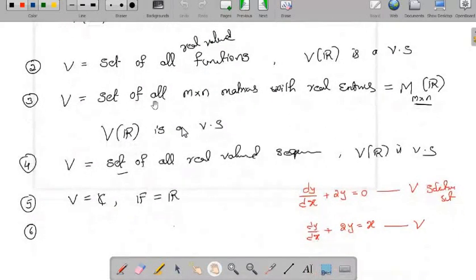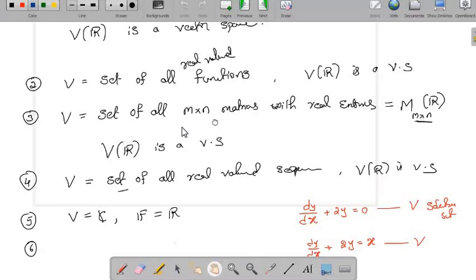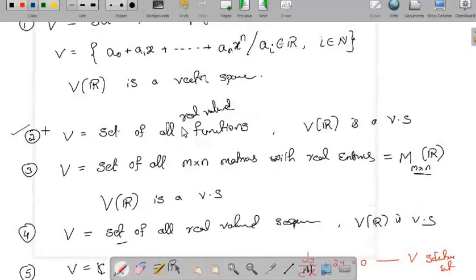Similarly, let me give you a subspace of the second one. What is it? A set of all real valued functions, right? So the set of all real valued functions over a field of real numbers is a vector space. Now I would like to take a subset of that real valued functions. Can you give me a subset of real valued functions here?